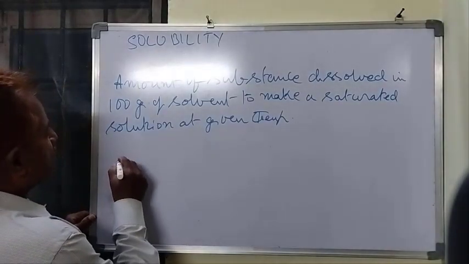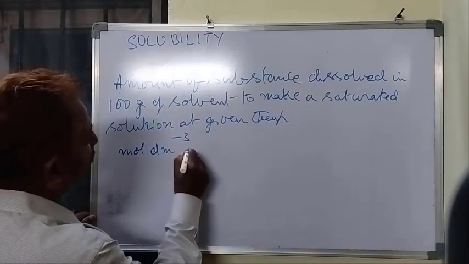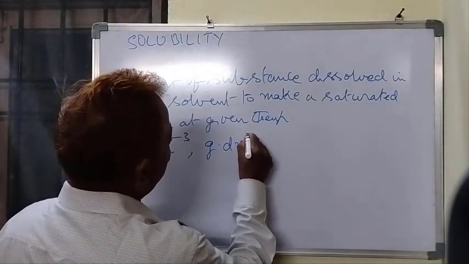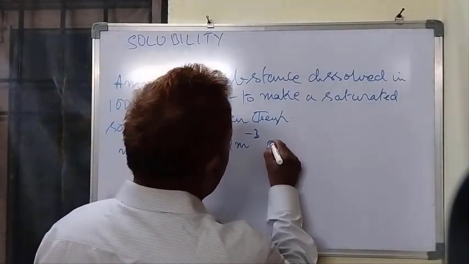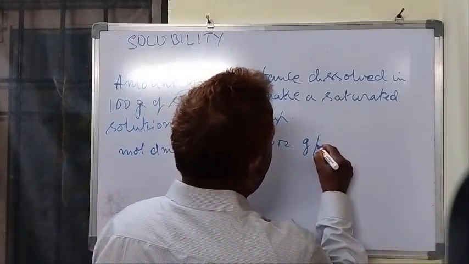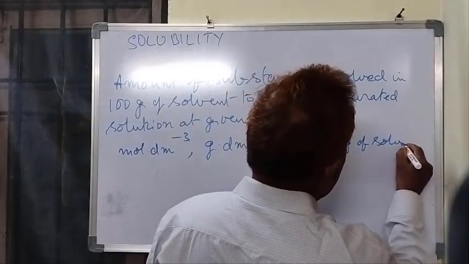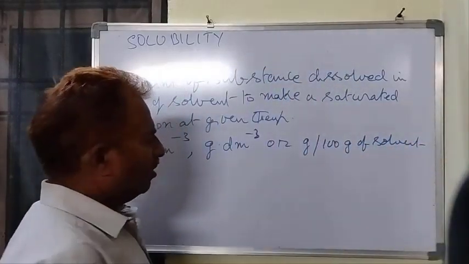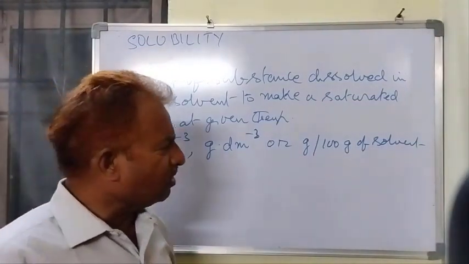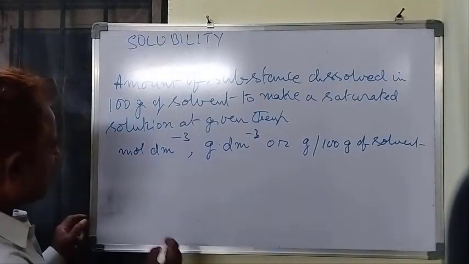Solubility can be expressed in mole per decimeter cube, gram per decimeter cube, or gram per 100 gram of solvent. It is the weight of the substance in grams per 100 grams of solvent at the given temperature. Now, what is the reason for solubility?